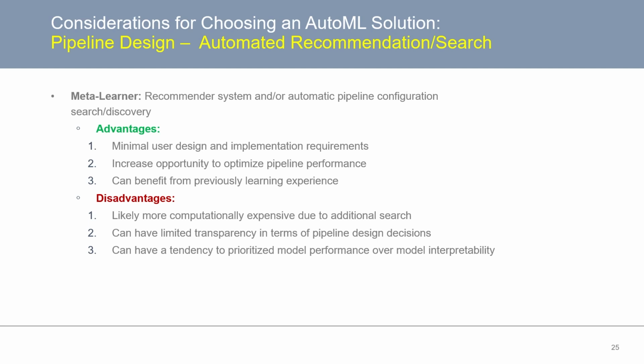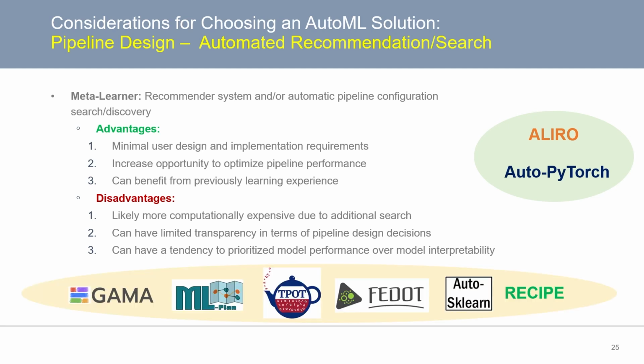However, such systems are likely to be much more computationally expensive, in particular meta-learners. Also, they can have limited transparency in terms of pipeline design decisions, and they can have a tendency to prioritize model performance over model interpretability. Examples of AutoML with automated recommendation systems include Aliro and Auto-PyTorch. And examples of AutoML with a meta-learner include Gamma, MLPlan, Teapot, FedDot, Auto-Sklearn, and Recipe.